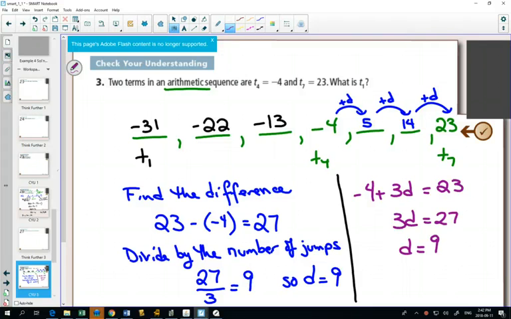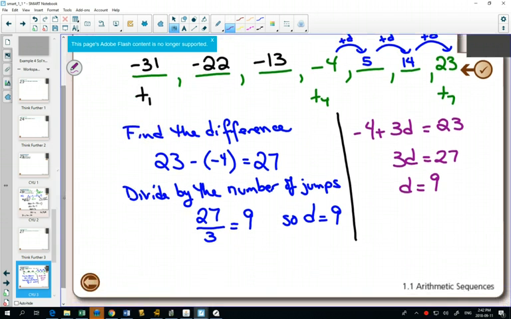Do I have a preference between those two? No, they're both great. They both are built on the same idea. But in one I used an equation that said if I start at negative 4, I'd have to add d 3 times to get to 23. Now, I know what d is. I know term 4, I know term 7. We could also use our formula to figure out what term 1 is. If I write out the formula, it is Tn = T1 + D(n minus 1).